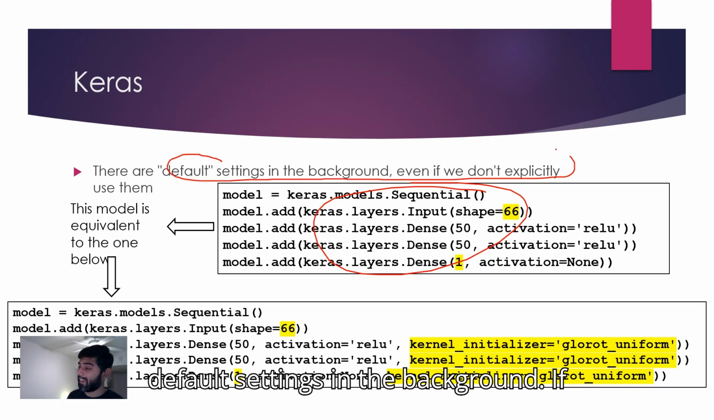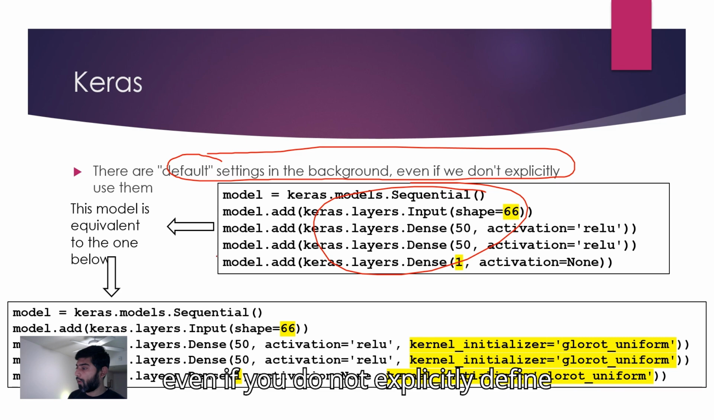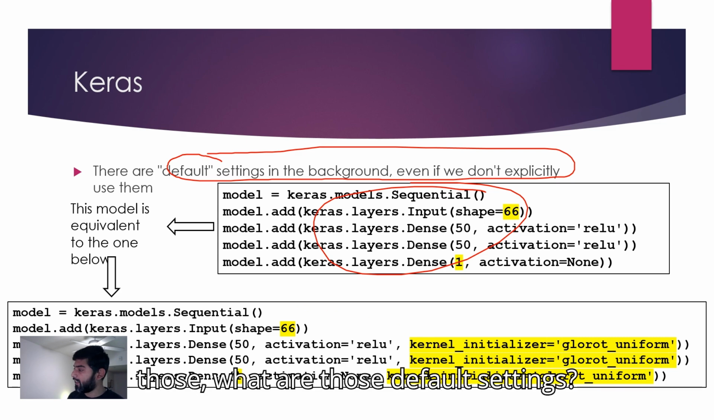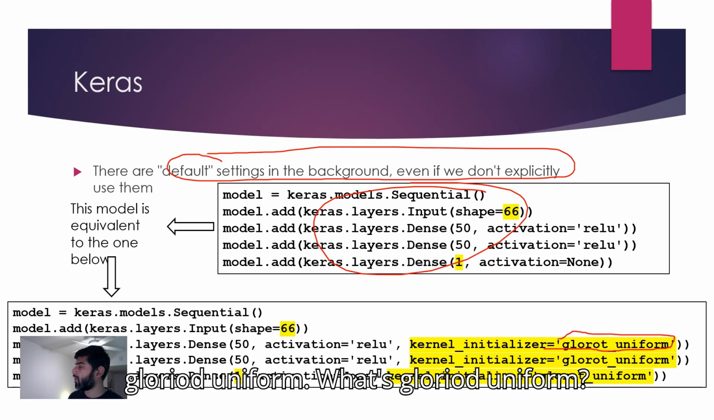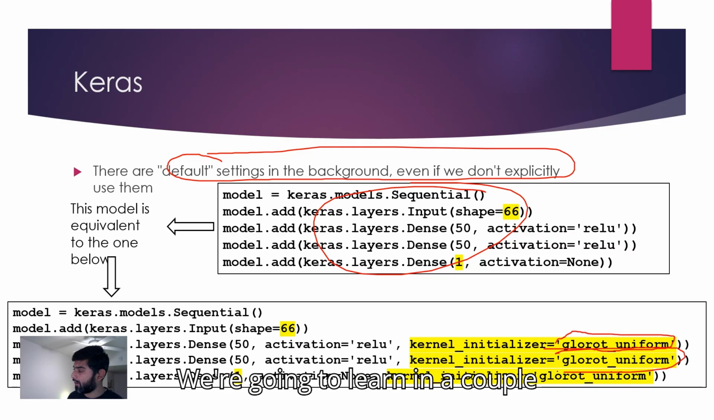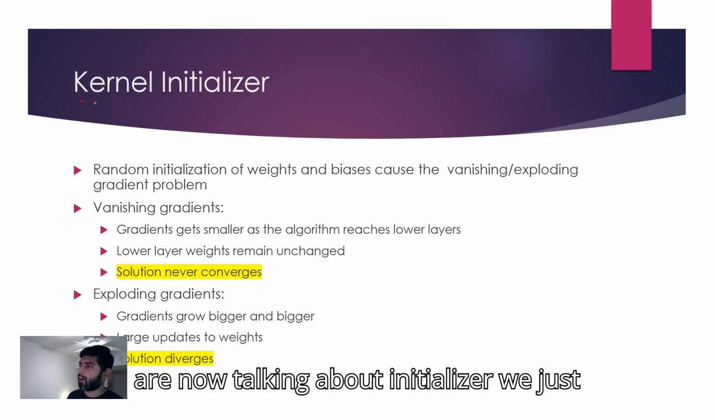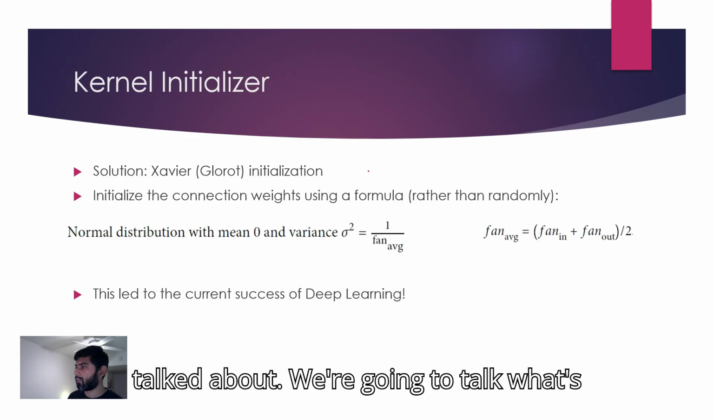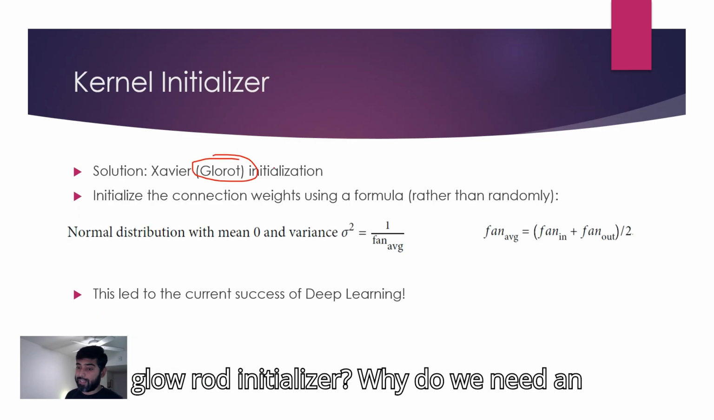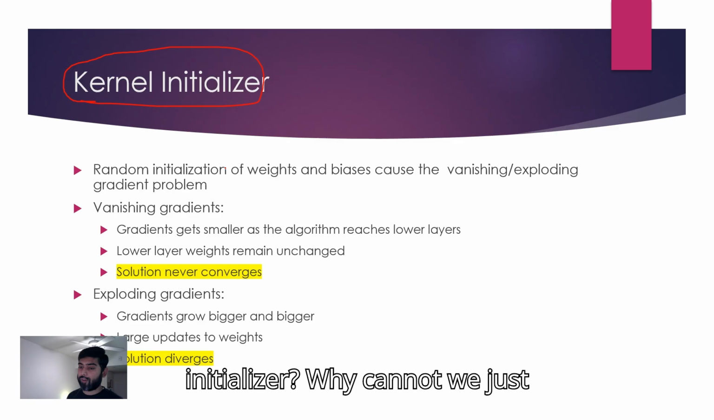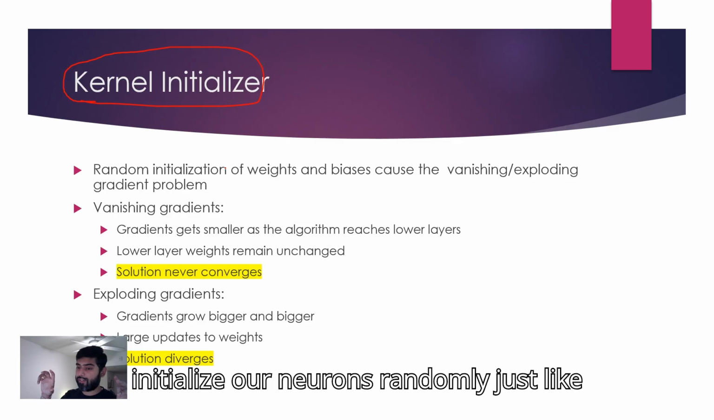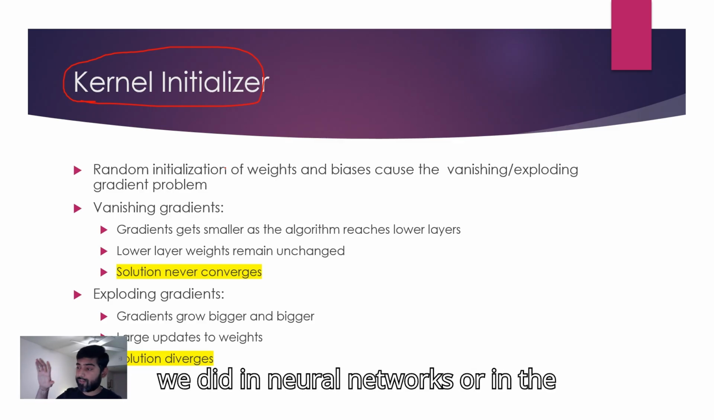Even if you do not explicitly define those, what are those default settings? Kernel initializer is Glorot uniform. What's Glorot uniform? We're going to learn in a couple of slides from here. So we are now talking about the initializer. We're going to talk about what the Glorot initializer is. Why do we need an initializer? Why can't we just initialize our neurons randomly, just like we did in neural networks in the previous video?